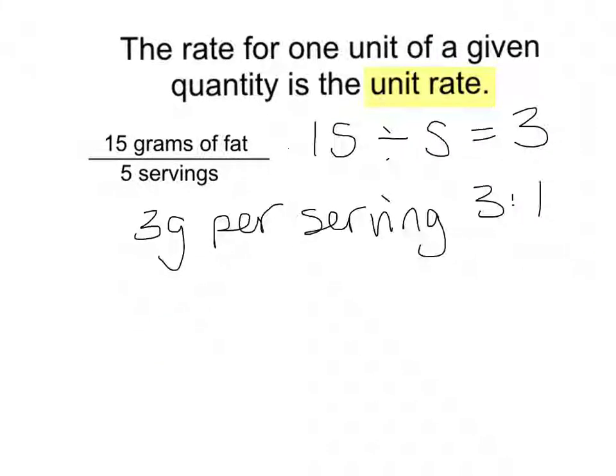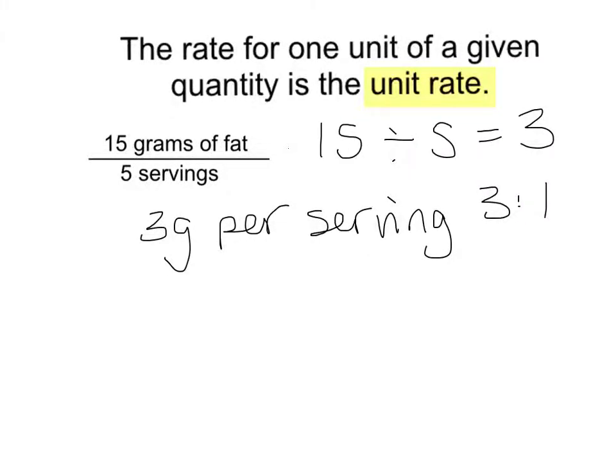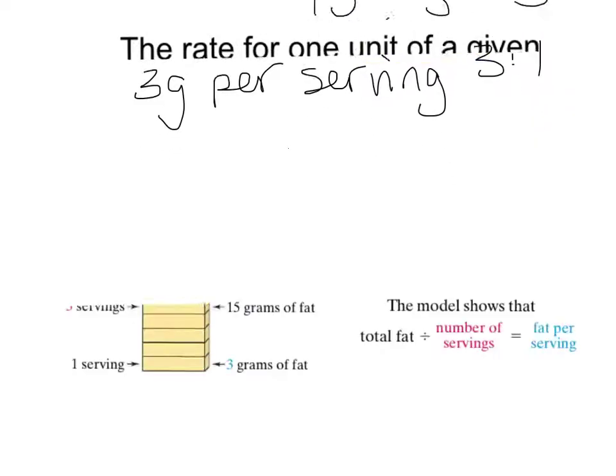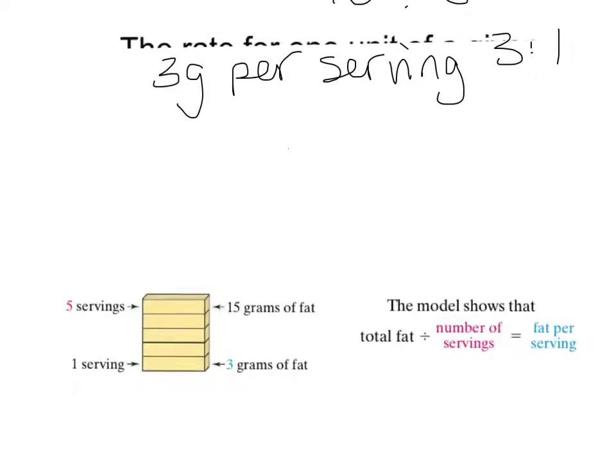If we wanted to look at a picture to illustrate this, if we have 5 servings, 1, 2, 3, 4, 5, with a total of 15 grams of fat in all 5 servings, we want to divide that 15 grams of fat into our 5 servings. So we're dividing 15 by 5 to get our 3 grams of fat. So our model shows the total fat divided by the number of servings gives us the fat per serving.